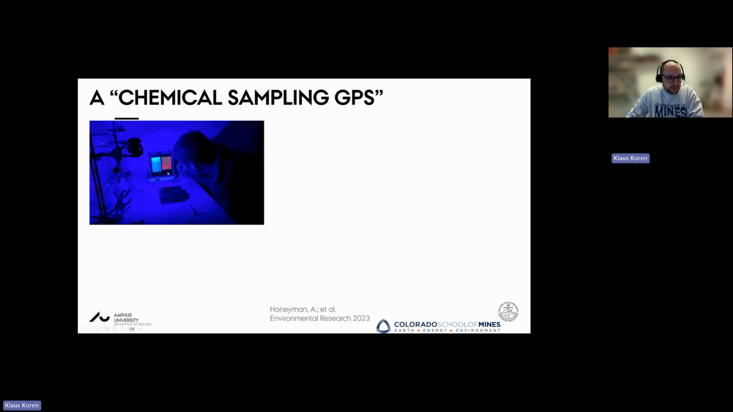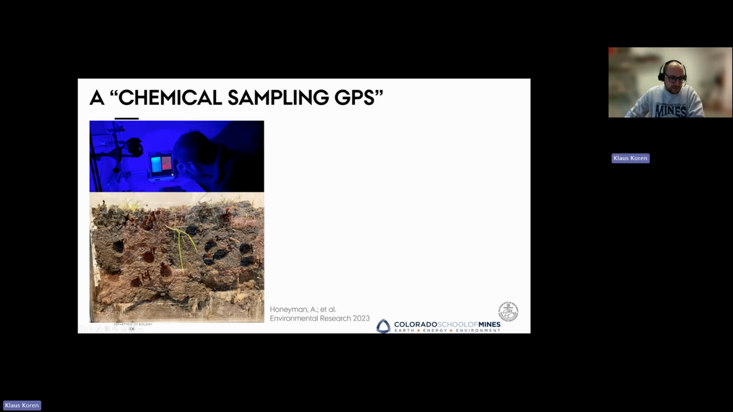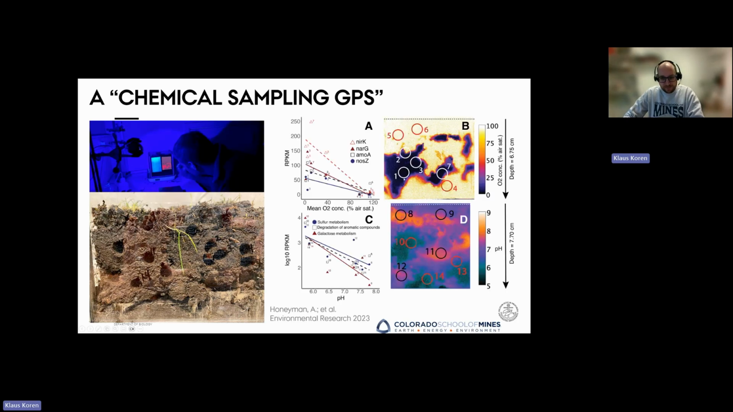This is the soil. We have one side for oxygen, one side for pH. So we look at the different oxygen and pH concentrations, and then we take soil cores at known positions. What we can then do is correlate where we took the sample with the chemical microenvironment. And then we can look at transcripts, and we can see, for example, certain genes.